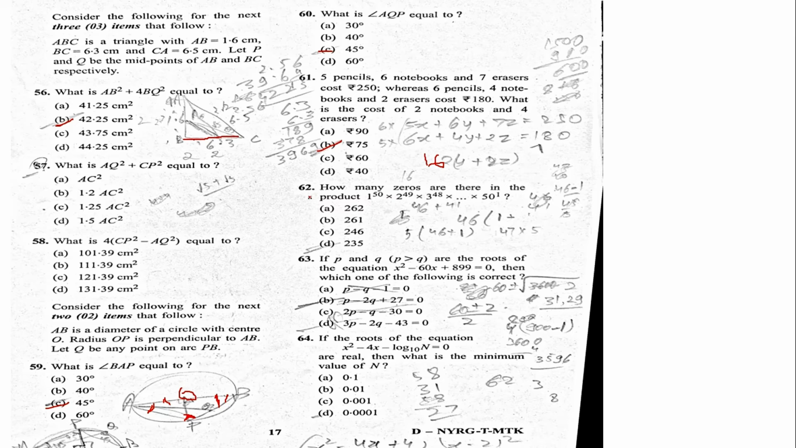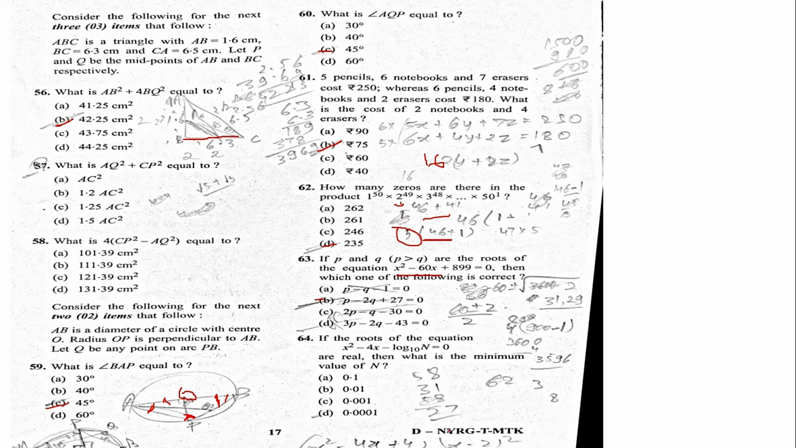For the further 62nd question, how many zeros? For zeros we count the number of fives, because 2 will come more often than 5. There will be no dearth of 2 to get the 0, but 5 is limited, and the number of 0 will be decided by the 5 only. After calculating it comes out to be 235. And from this we will get B as our right answer.